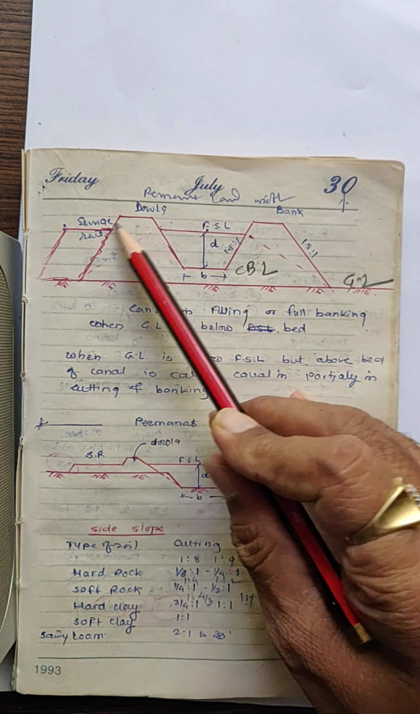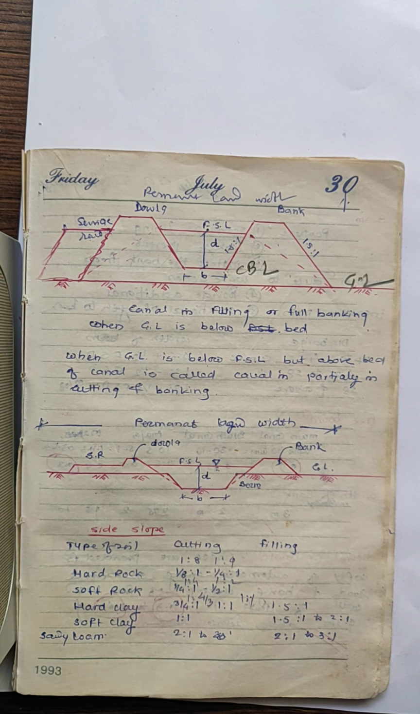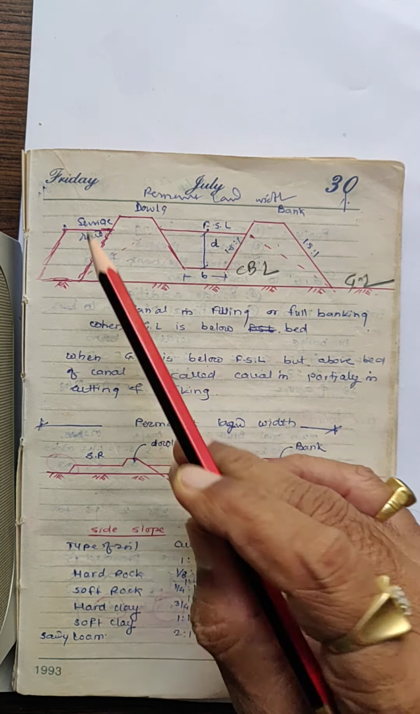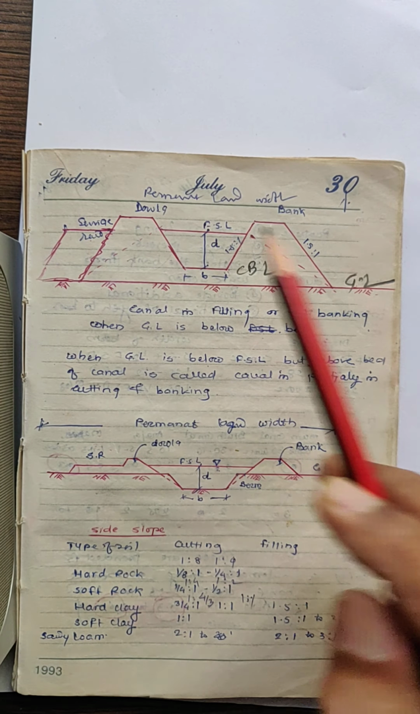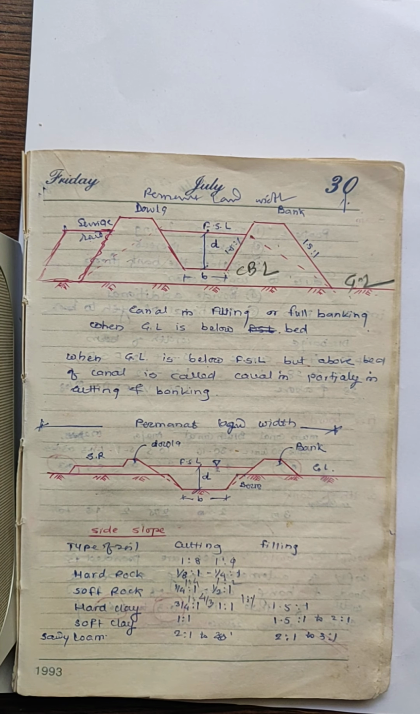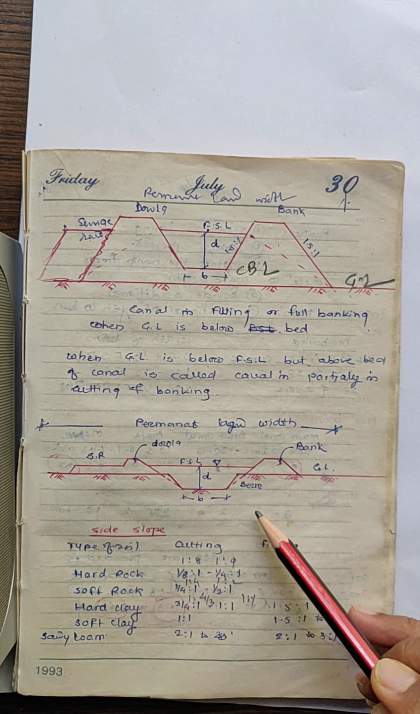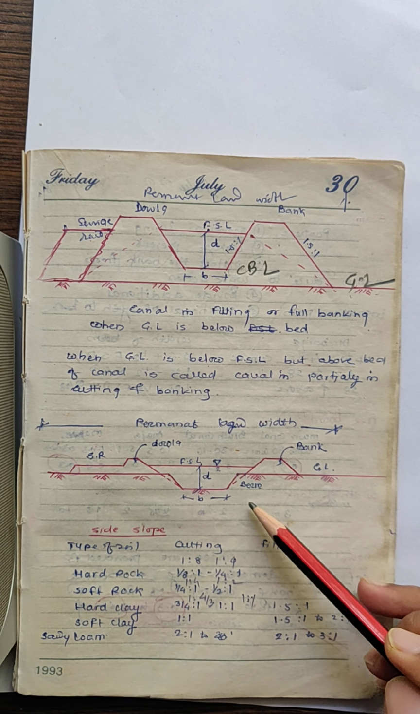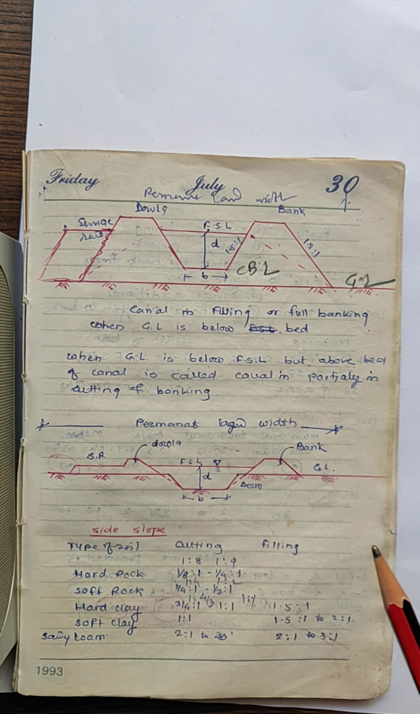Again, these slopes and all these things will be decided based on the type of soil material which we are using for construction. This one is the service road, and this one, again drains, and all this is the total permanent bank width. The third section is the most important and is normally used in practice.